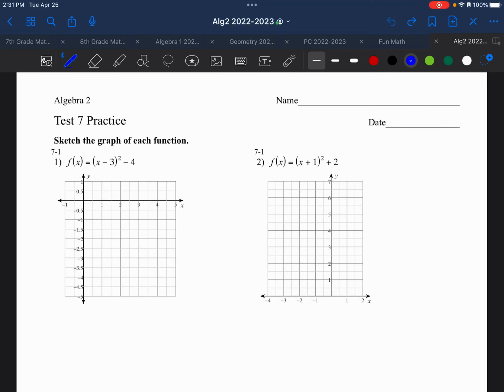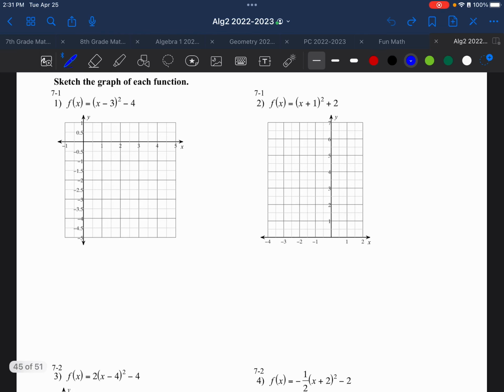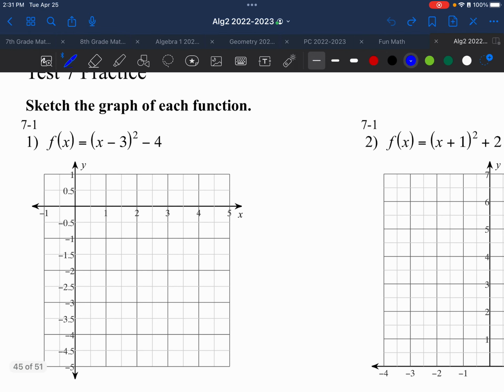This is Algebra 2, the practice test for Unit 7. In number 1, it's in vertex form. Again, notice that there's these numbers up here that tell you what lesson this is from. This is from lesson 7-1. I'll write out the instructions on essentially what you're supposed to do.